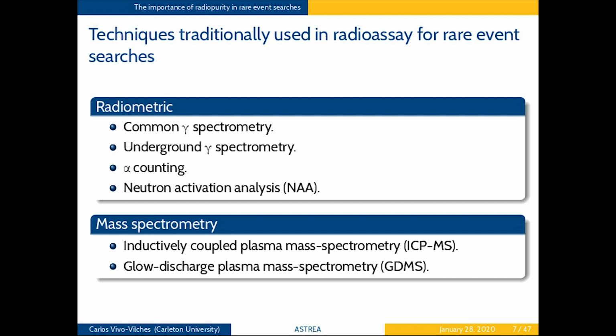For this radioassay, there are different techniques that are typically used. They can be separated into two main groups. One is radiometric, where we measure the decay of the radionuclide we are looking for, typically gamma or alpha counting, or the decay of radionuclides produced after activating the sample in a nuclear reactor. This is neutron activation analysis.